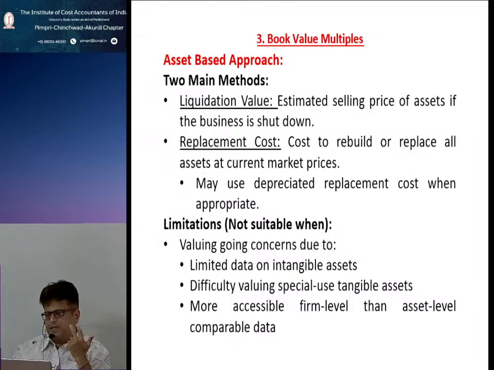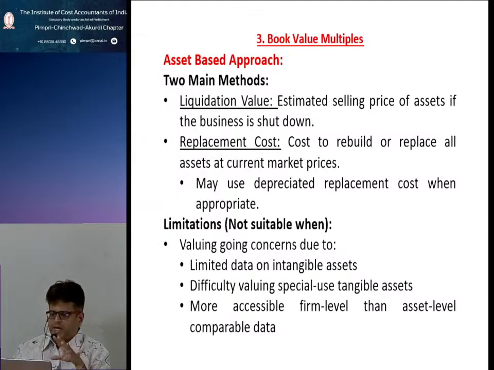Second method in the asset based approach is the replacement cost. Over here, it is the cost to rebuild or replace all assets at current market price. Assuming that the existing assets are required to be rebuilt or replaced, then what would be the cost that will be required to be incurred is the replacement cost. That will be considered as the book value multiple. At times in replacement cost, the valuer may use depreciated replacement cost whenever appropriate.